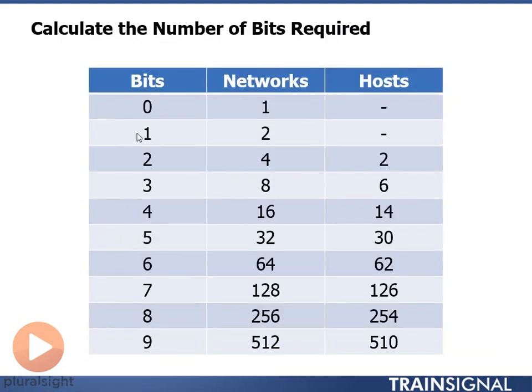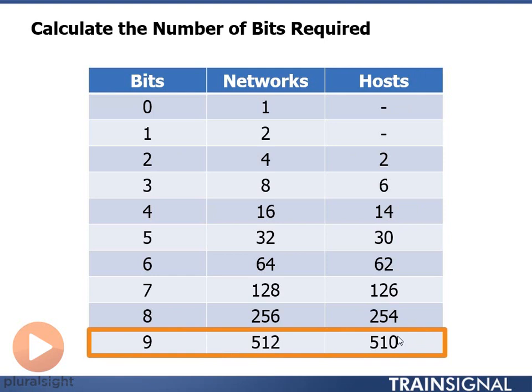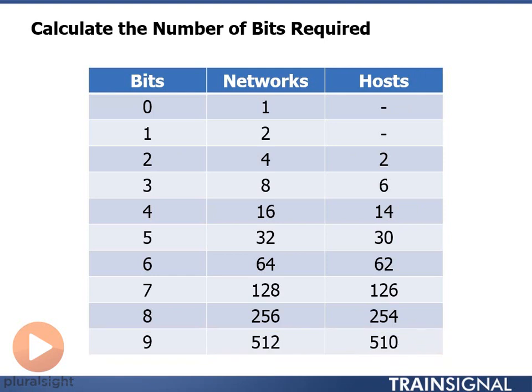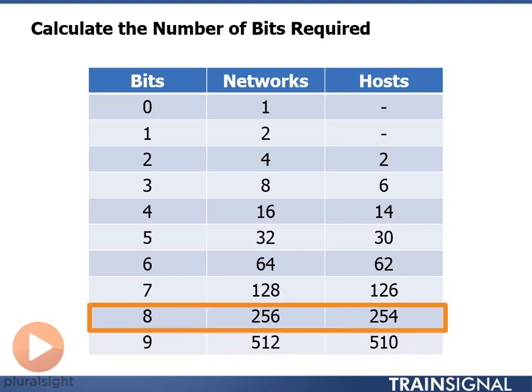And this time, instead of using the networks column of our calculator, we're going to use the host column. In the host column, here we need a network that has 300 hosts on it. Well, I can have a network that has 254 hosts or 510. So I choose the network that has 510. Next, I need several networks that have approximately 200 hosts each. To do that, I'm going to need 8 bits in my host portion.